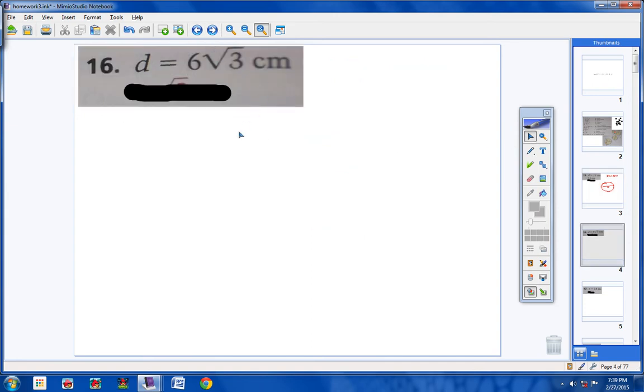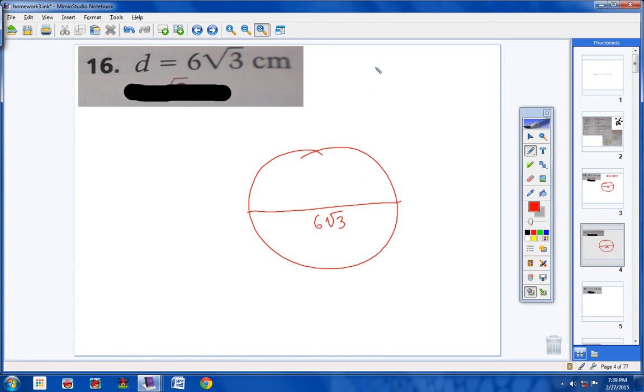Alright, moving on to number 16. If I have a diameter that's 6 square root of 3, so here's my circle, here's my diameter, and my distance all the way across is 6 square root of 3. I'm going to take that and divide it by 2. Now, remember outside numbers can be reduced. This is an outside number, it's not under a radical. This is an outside number, it's not under a radical. So 2 goes into both of them. 2 goes into 2 once, 2 goes into 6 3 times. So if I divide 6 square root of 3 by 2, I get 3 square root of 3 for the radius.